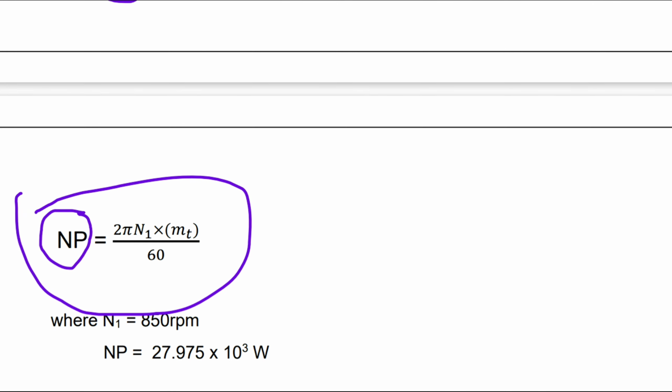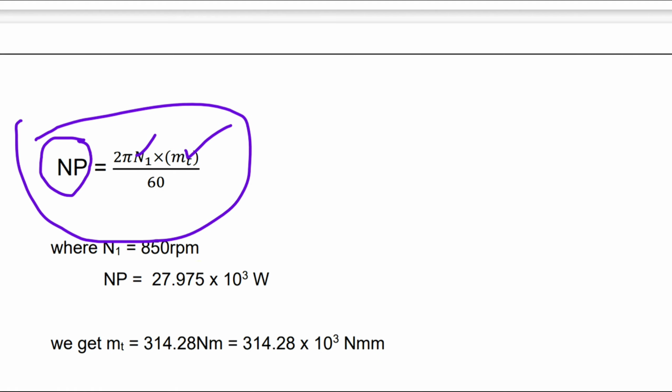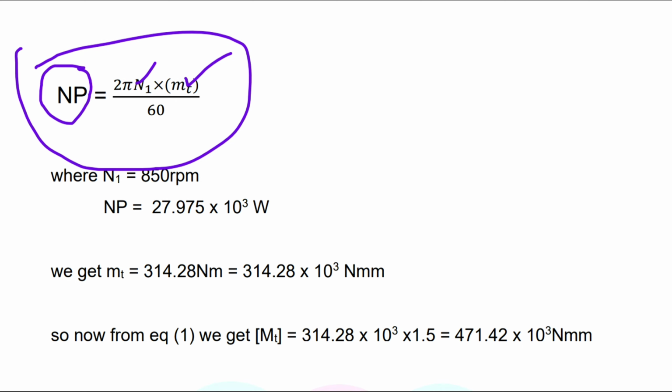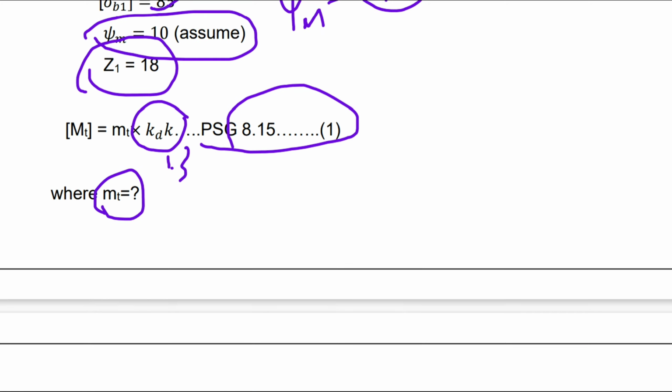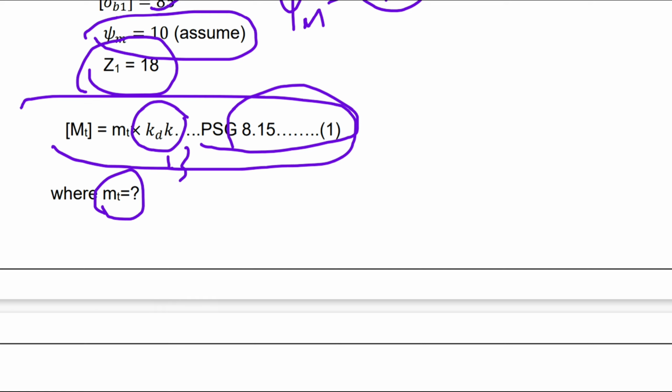So np we know, n1 also we know, small mt will be unknown, and after solving this we will get small mt. We get mt is equal to 314.28 Newton mm, which is 314.28 into 10⁻³ Newton mm. Okay, we get the value of small mt. As we get this value, we will put this value here in equation 1. Here we will put the mt value into kdk, whose value is 1.3.